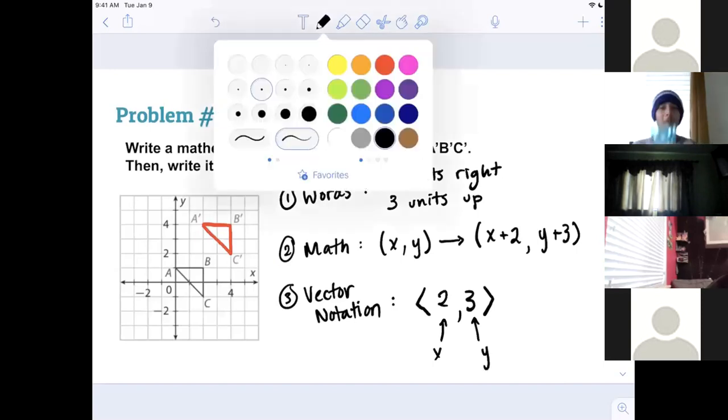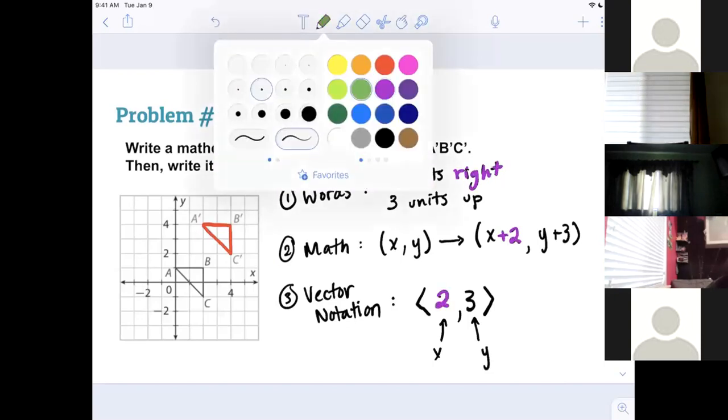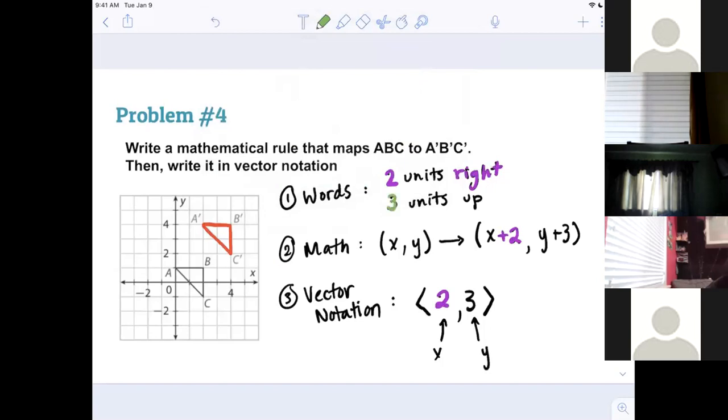So just to review all of this, when you go to the right, that's your x. Okay, so that's why I have plus 2, and then that 2 comes up over here. When you go up, that's your y. So that's why we had y plus 3, and then that 3 shows up over there. So it's literally as easy as that.